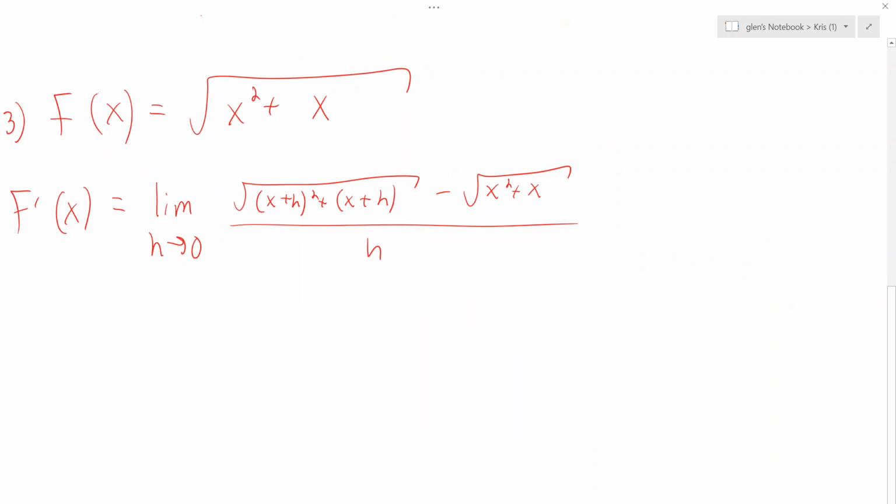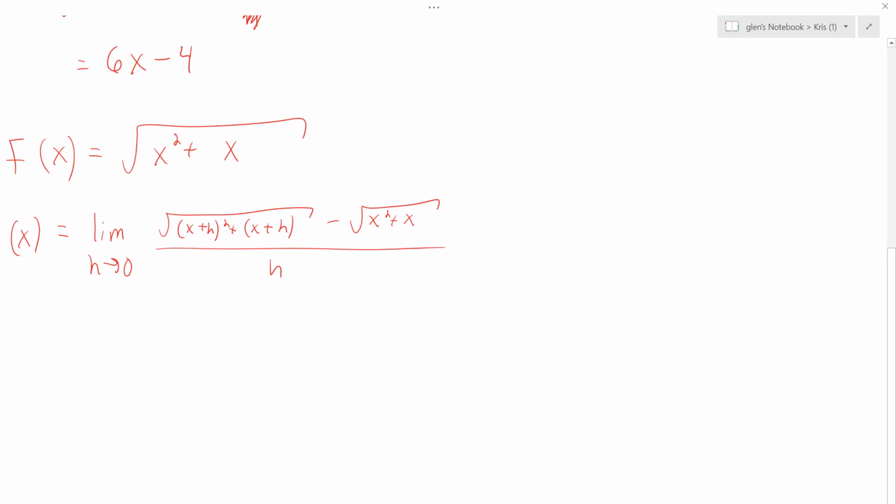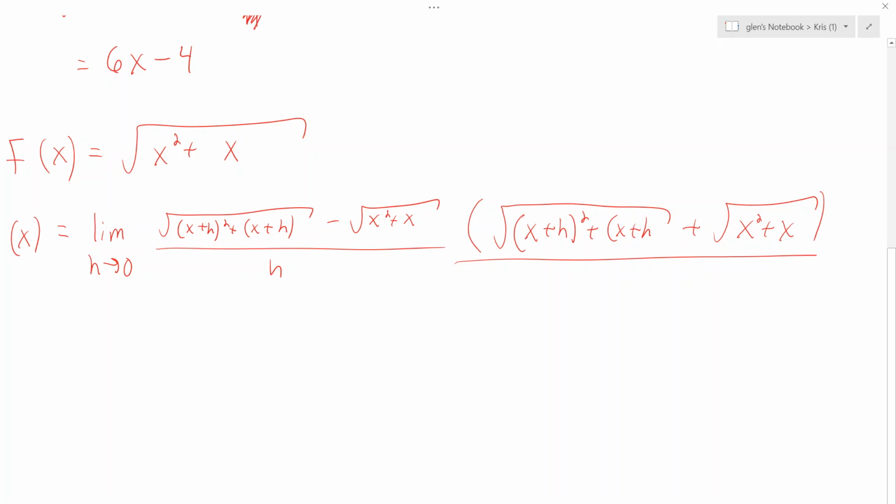Everybody okay with that? The first thing I would do is get rid of those radicals. I don't want those square roots, okay? And the way we always will do that is by multiplying by the conjugate. Now the conjugate looks a little nasty because it's the first square root plus the second. And that means that's on the bottom as well.